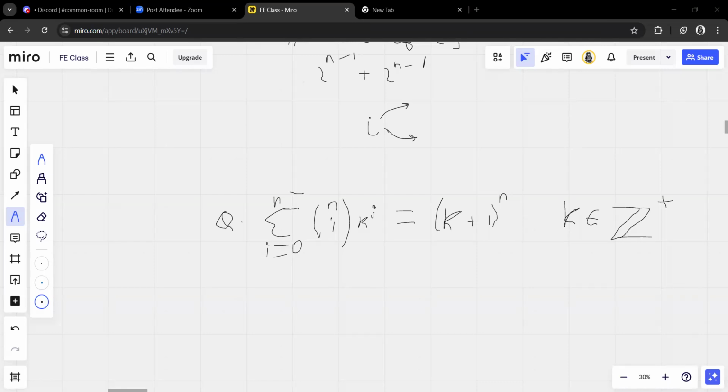Well, yes, good. Your solution is correct, but like I mentioned, k belongs to Z plus because I wanted the combinatorial proof. Although yes, you proved the generalized binomial theorem, which works for complex numbers as well.